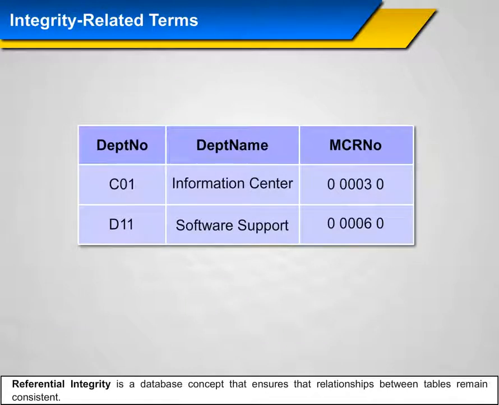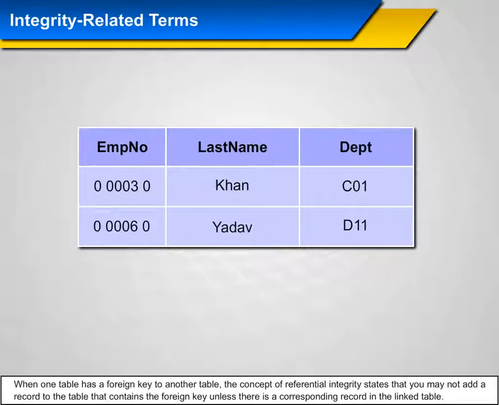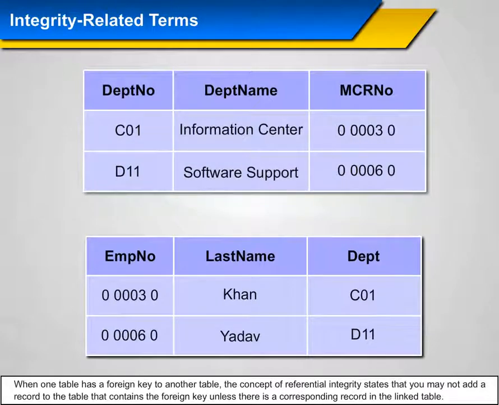Referential integrity is a database concept that ensures that relationships between the tables remain consistent. When one table has a foreign key to another table, the concept of referential integrity states that you may not add a record to the table that contains the foreign key unless there is a corresponding record in the linked table.